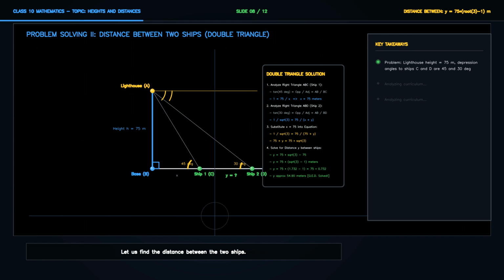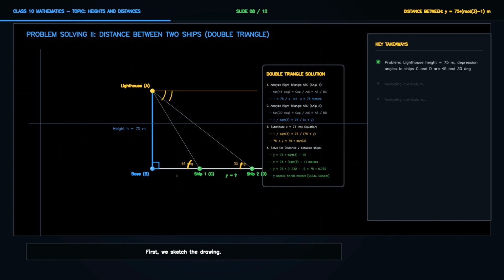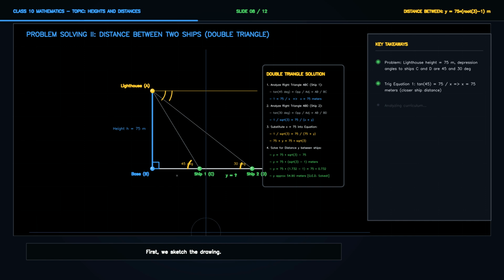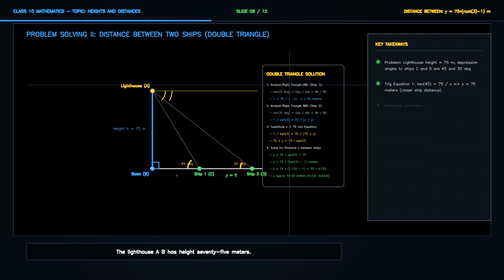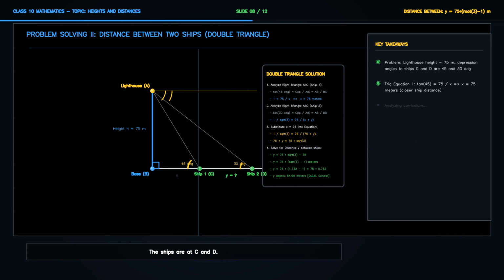First, we sketch the drawing. The lighthouse AB has height 75 meters. The ships are at C and D. By alternate interior angles, the angle of elevation at the closer ship C is 45 degrees, and at ship D is 30 degrees. Let distance BC be x, and the distance between ships CD be y.